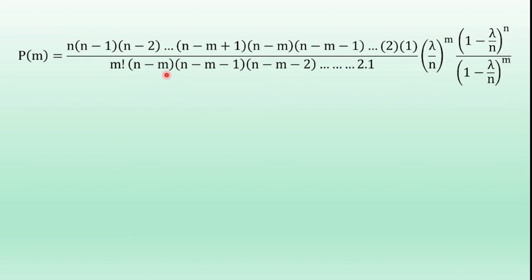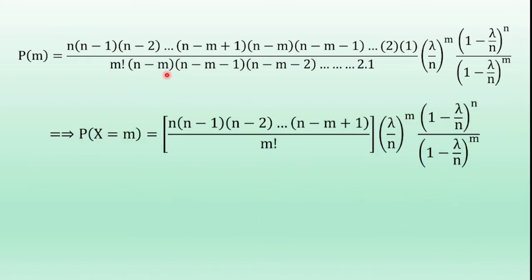So the remaining RHS term is: probability of x equal to m is n into n minus 1 into n minus 2 and so on up to n minus m plus 1, divided by m factorial, into (lambda by n) whole to the power of m, into (1 minus lambda by n) whole to the power of n, divided by (1 minus lambda by n) whole to the power of m.